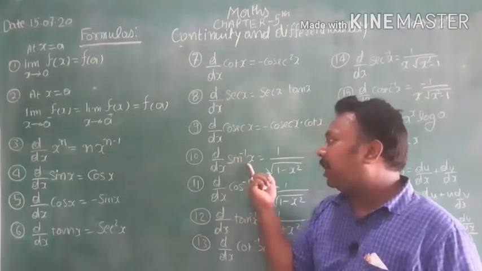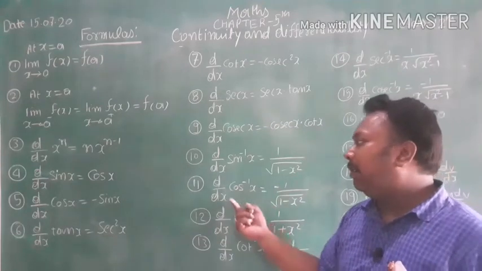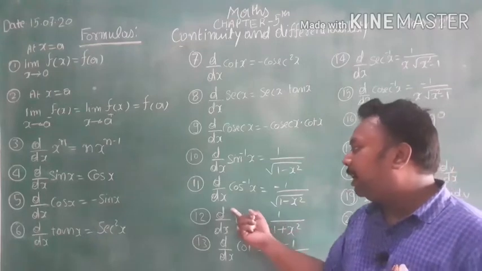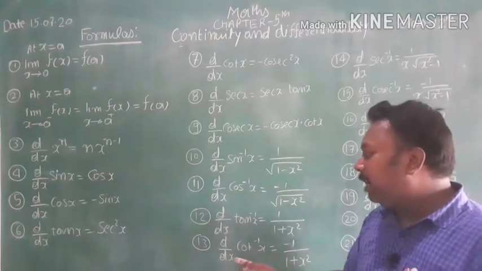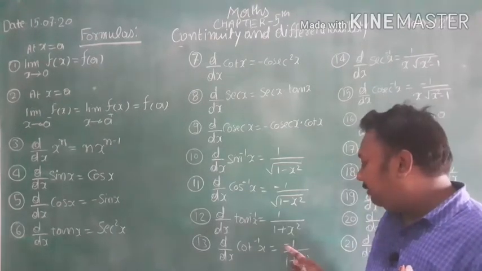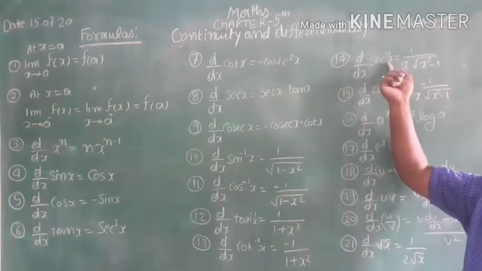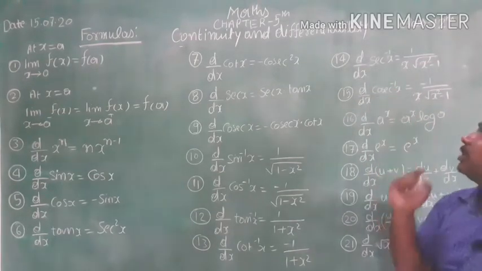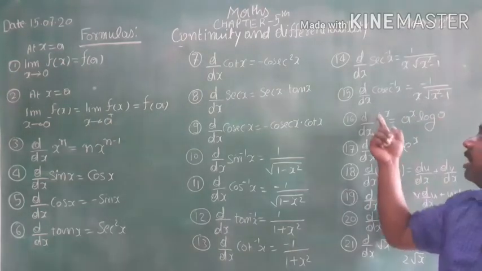d/dx of sin inverse x is 1 upon root 1 minus x square, d/dx of cos inverse x is minus 1 upon root 1 minus x square, d/dx of tan inverse x is 1 upon 1 plus x square, d/dx of cot inverse x is minus 1 upon 1 plus x square, d/dx of sec inverse x is 1 upon x under root x square minus 1, d/dx of cosec inverse x is minus 1 upon x under root x square minus 1.